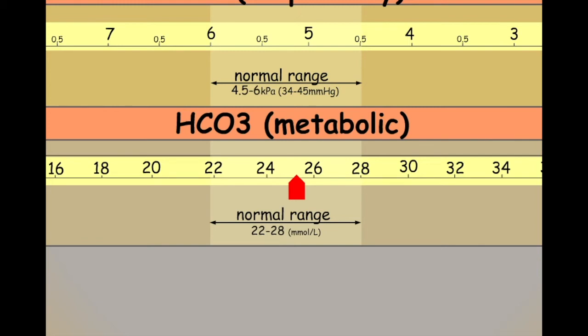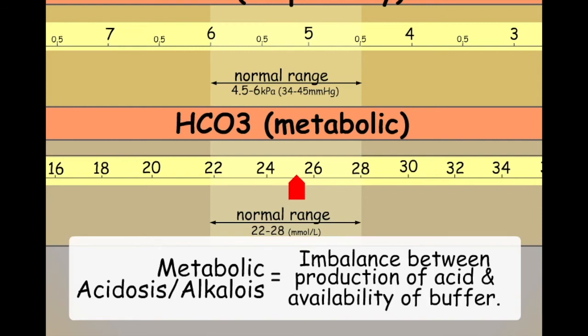Normally, enough bicarbonate is produced by the body to buffer any acids produced by metabolic processes occurring within the body. Metabolic changes in pH occur when there is an imbalance between the amount of acid being produced by the body and the available bicarb to mop up that acid.